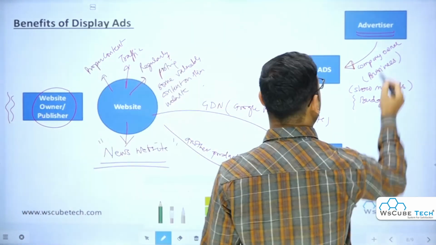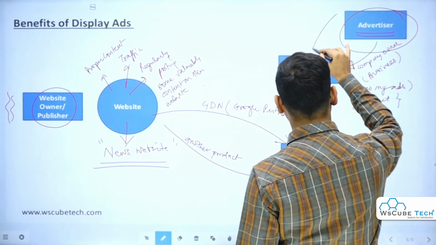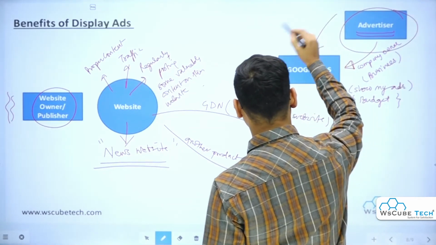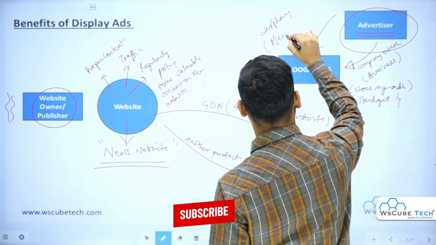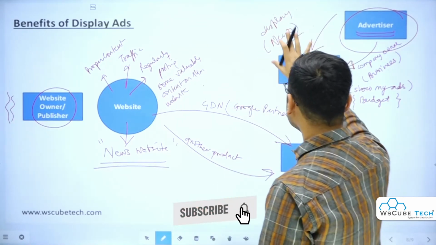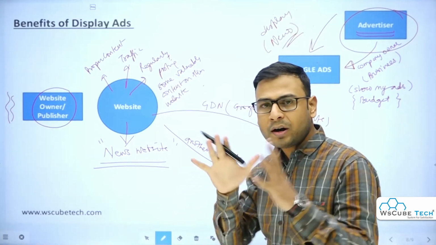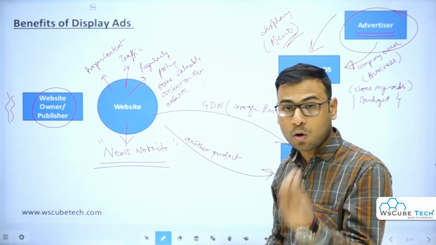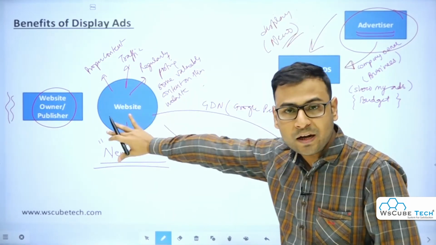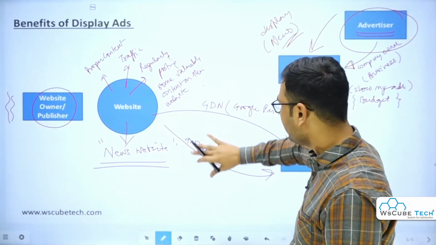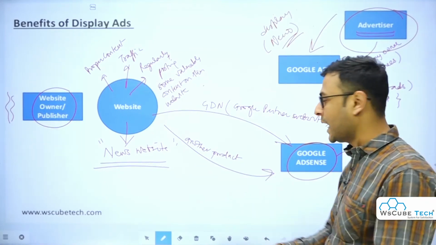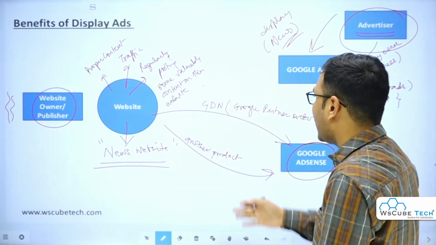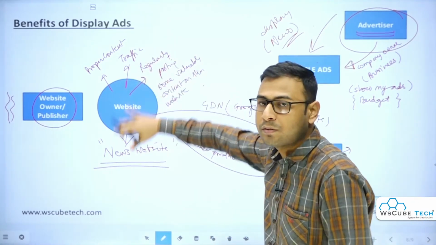Now when an advertiser comes to Google Ads and says, I want to run my display ad and show it to people who are interested in news, Google will figure out which websites have content in the news category. So Google will pick from the websites in the Google AdSense approved category and figure out the different news websites.